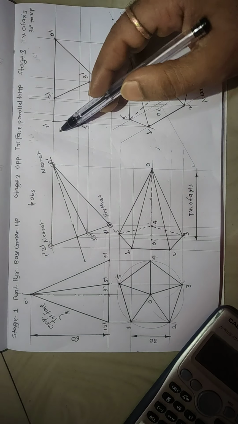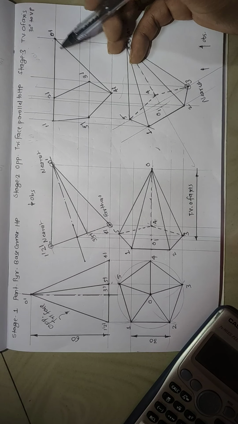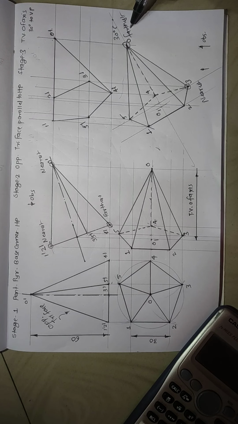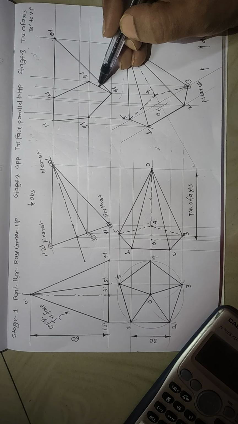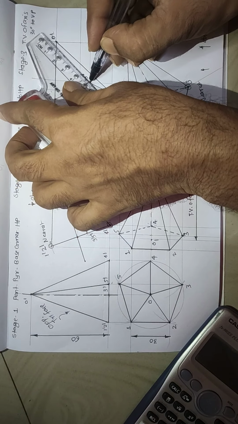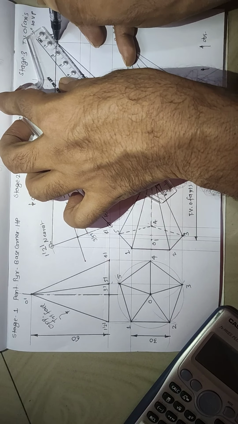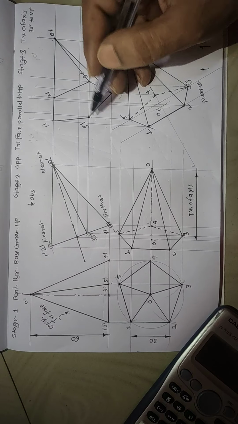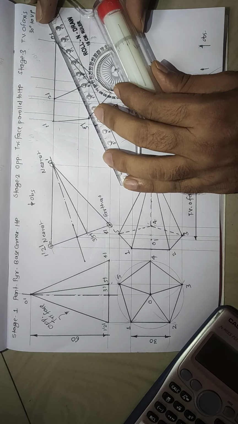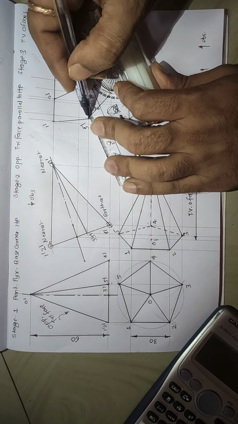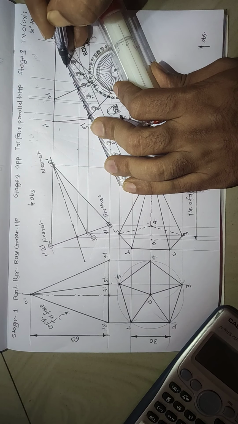Now I'll join O, 1 and O, 2 is already connected. Now O to 3, O is farthest and 3 is nearest, but already these two lines are visible, dark lines. So the third line emerging from point 3 is also a dark line. Now O, 4 is connected, and O, 5. O is away from the observer, it is farthest, so I will join this by a hidden line. So this is a hidden line.